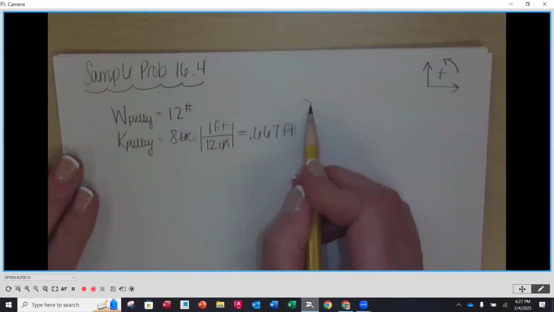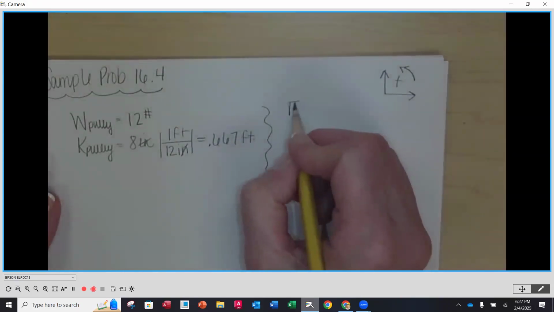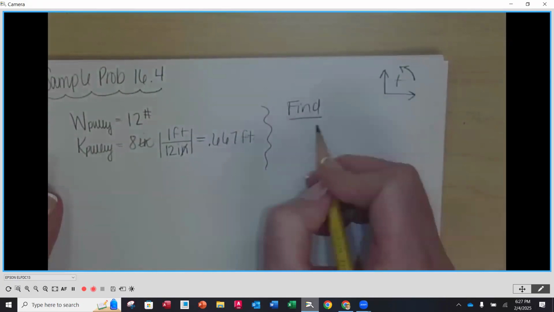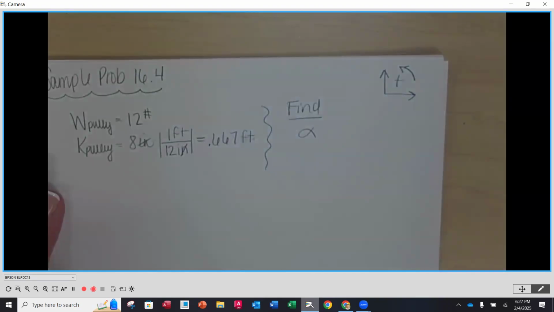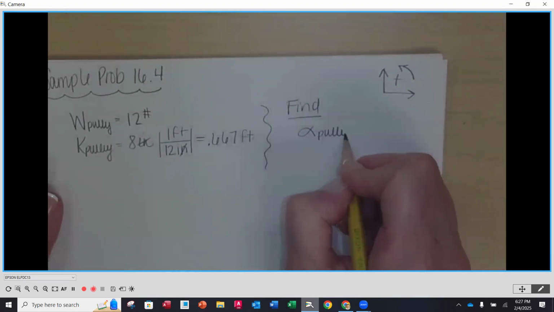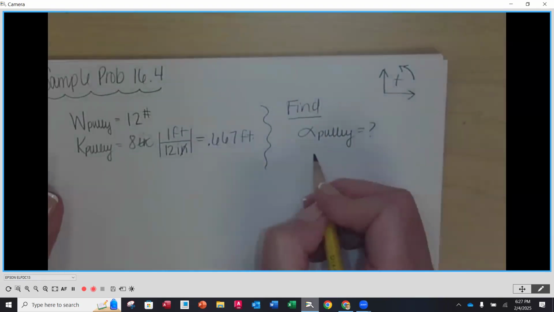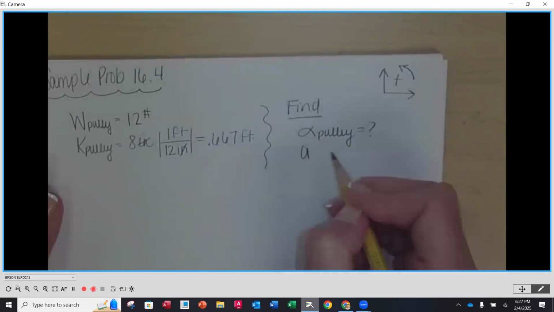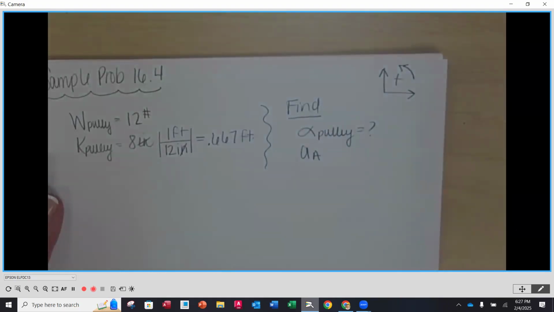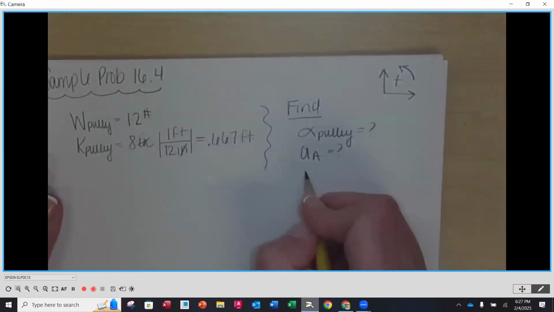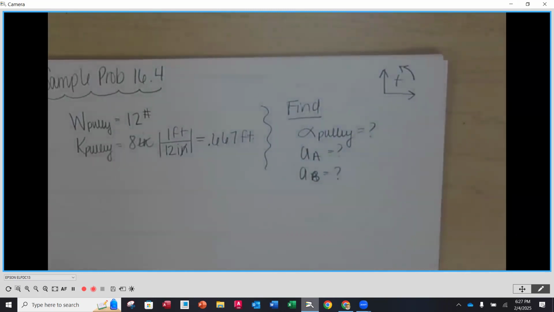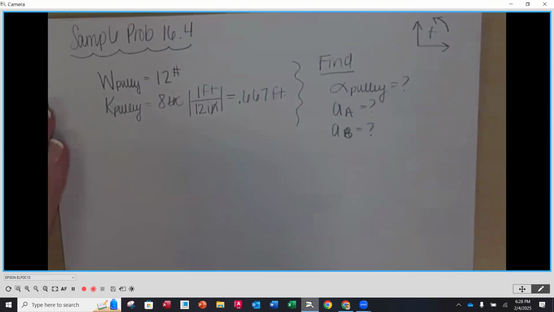All right, and then what we're going to find is the angular acceleration of the pulley. And then we need to find the straight line acceleration of block A and the straight line acceleration of block B. Okay. All right, so we're going to draw our diagrams first.